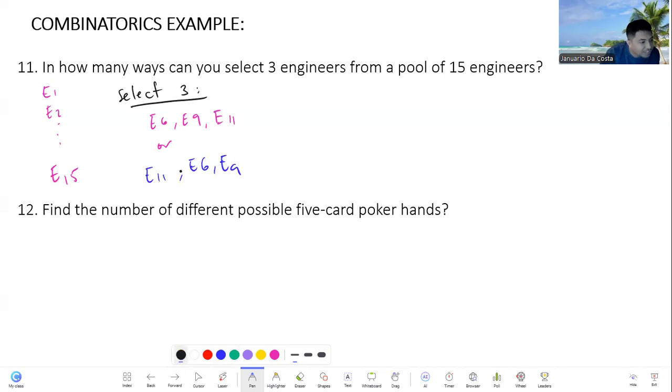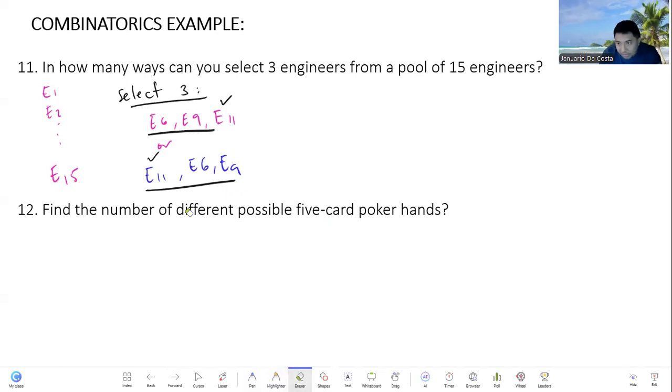Eventually, these are the same. The group is the same. You don't care about who is first or second. You just want to select 3 people. So both of these events are just the same, and we count them as just one event. So now it becomes a combinatorics problem.